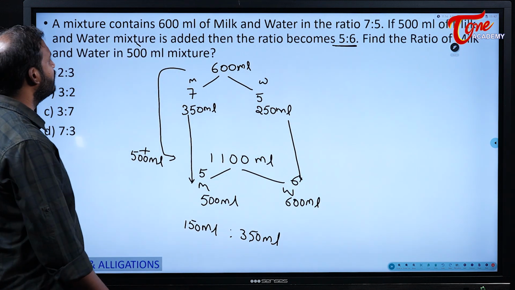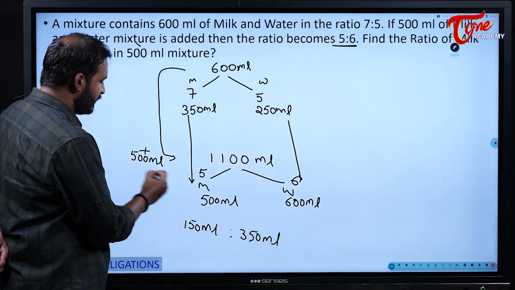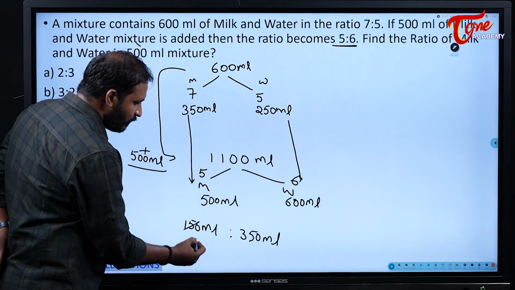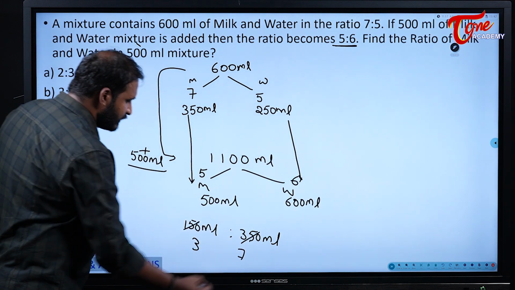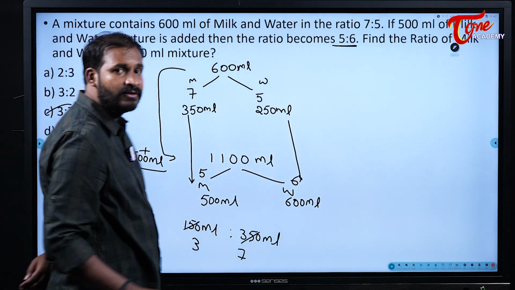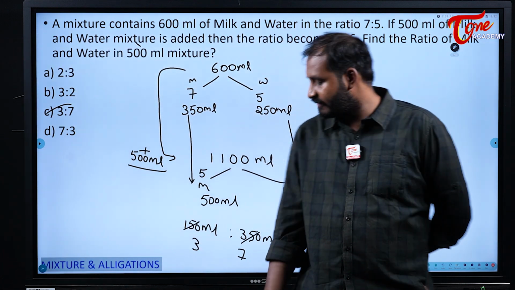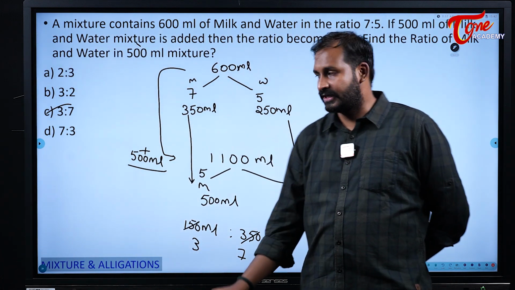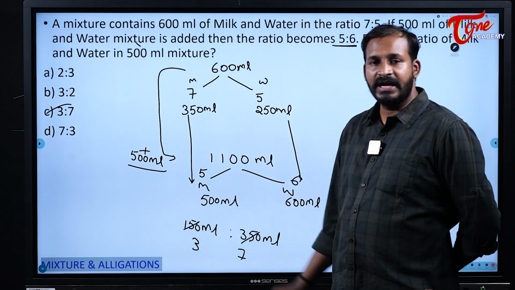So the ratio of milk and water in 500 ml, that means this 500 ml. This is the ratio, right? So what you will get here? 3:7. So this will be in the ratio of 3:7. 3:7 will be our final answer here. Why? Because we are adding 500 ml.